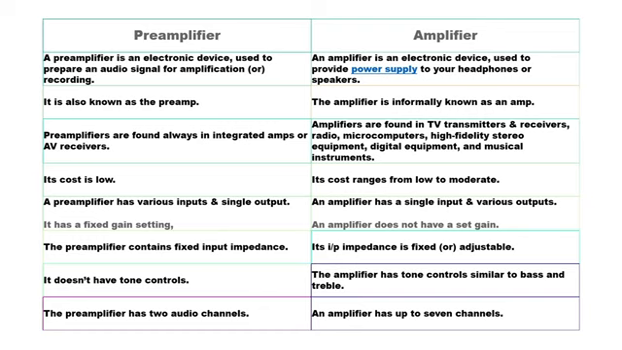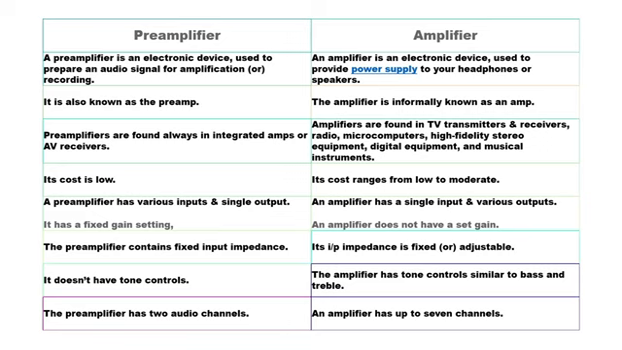Third, preamplifiers are found always in integrated amps or AV receivers, whereas amplifiers can be used in transmitters, TV transmitters and receivers, radio, microcomputers, high fidelity stereo equipment, digital equipment and musical instruments. The preamplifier cost is very low, but in the case of an amplifier it is low to moderate. Preamplifiers have multiple inputs and a single output. An amplifier has a single input and various amplitude outputs.